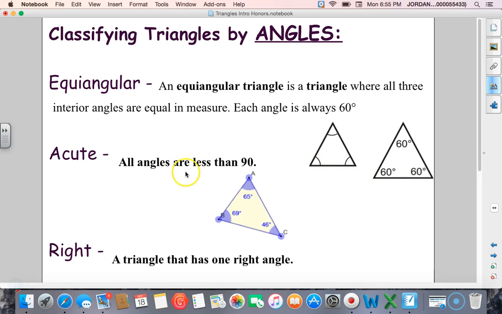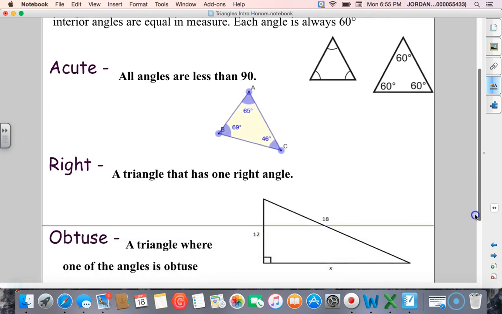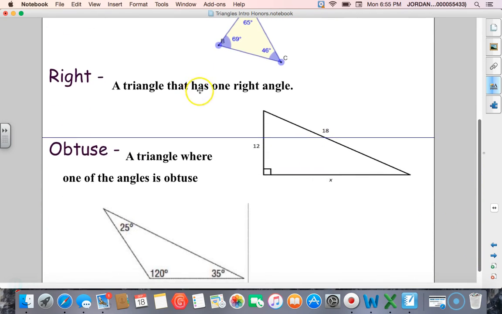Also, you have acute angles. Acute angles are angles that are less than 90 degrees. So an equiangular triangle is an example also of an acute triangle because all the angles are less than 90. Then you've also got a right triangle. A right triangle has one right angle. As you can see right here, there's one right angle. It can't have more than one or it wouldn't be a triangle. So it's got to have one right angle to be a right triangle.